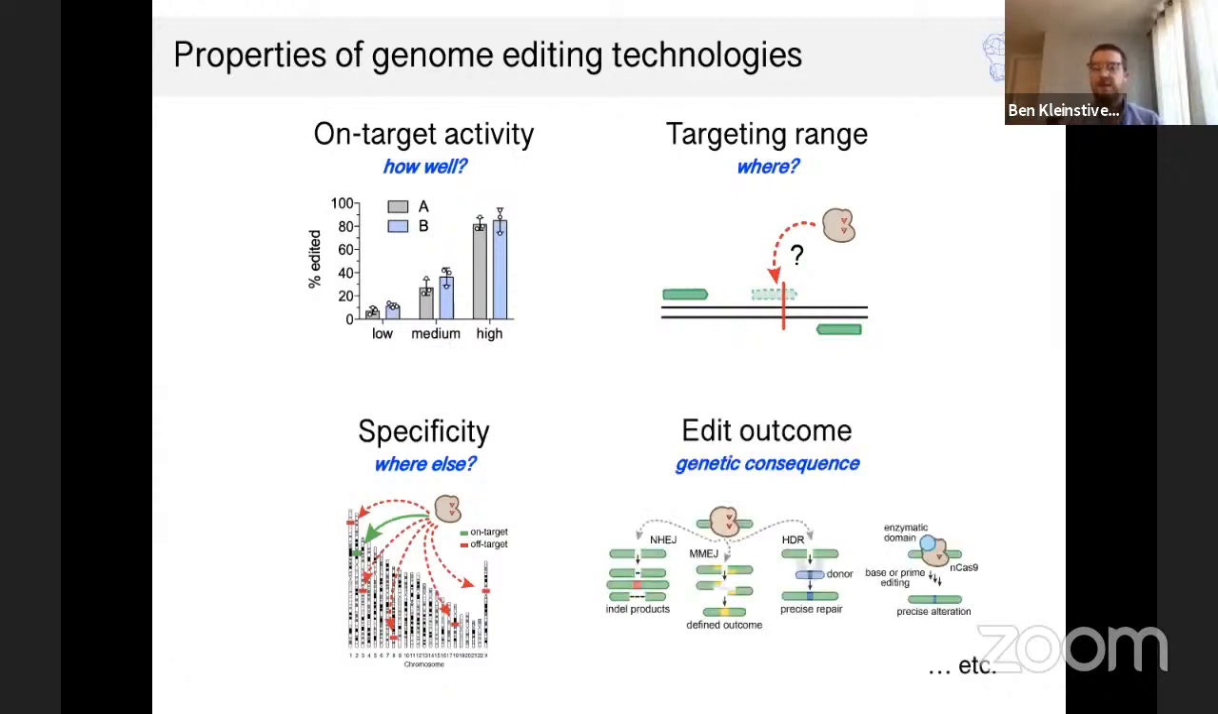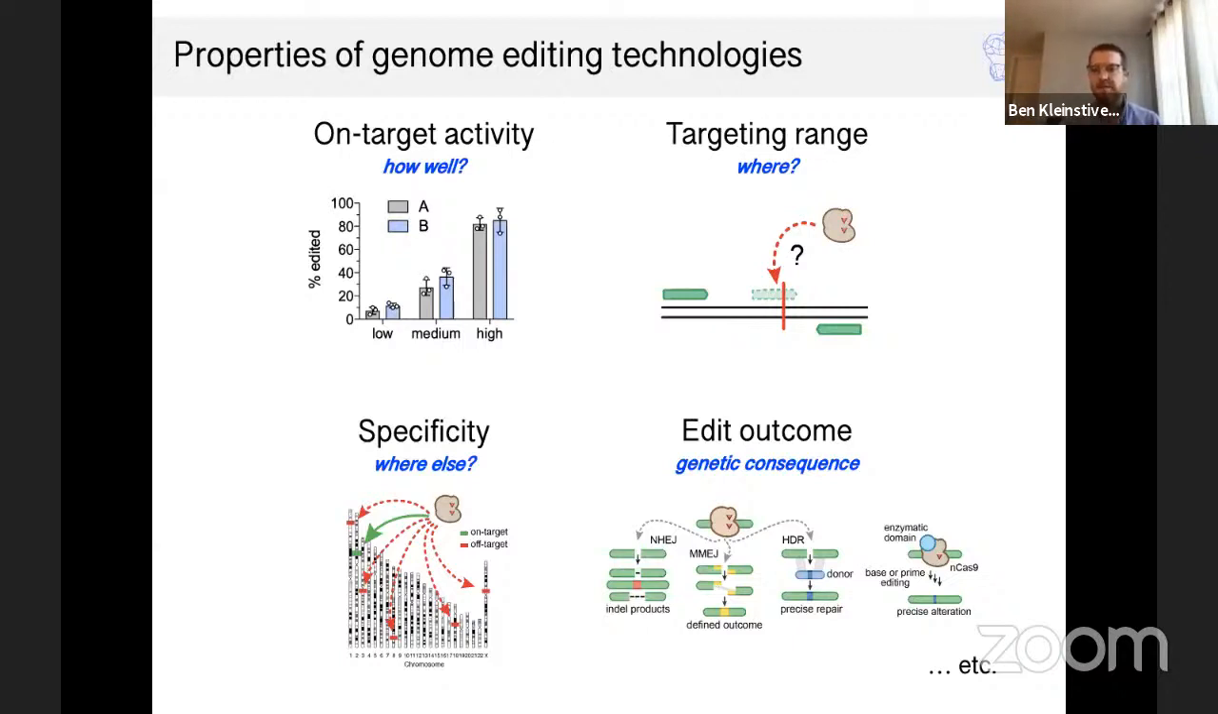And one final property that I think is worth mentioning is the edit outcome, or the genetic consequence of editing. This is largely important for the permanent genome editing technologies like nucleases and base editors and prime editors. But a few slides ago, I described to you the many different ways that a cell can essentially repair a DNA break. Often the cell doesn't choose just one way to do this.